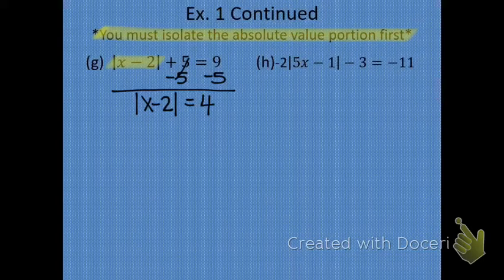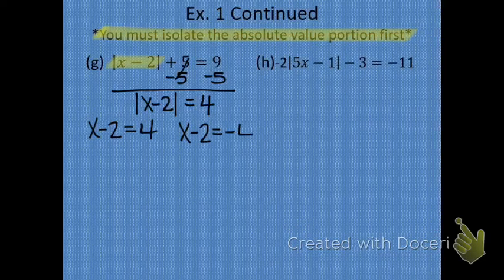Now is the absolute value portion isolated? Yes. Now you can write your equations. If you write your equations too early, your answers will be wrong. So make sure you isolate the absolute value part first. Now what would my two equations be? x minus 2 equals 4 and x minus 2 equals negative 4.